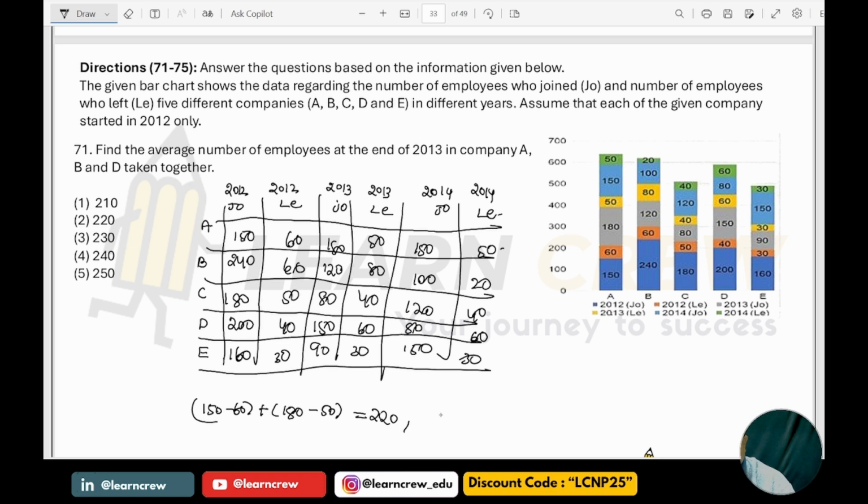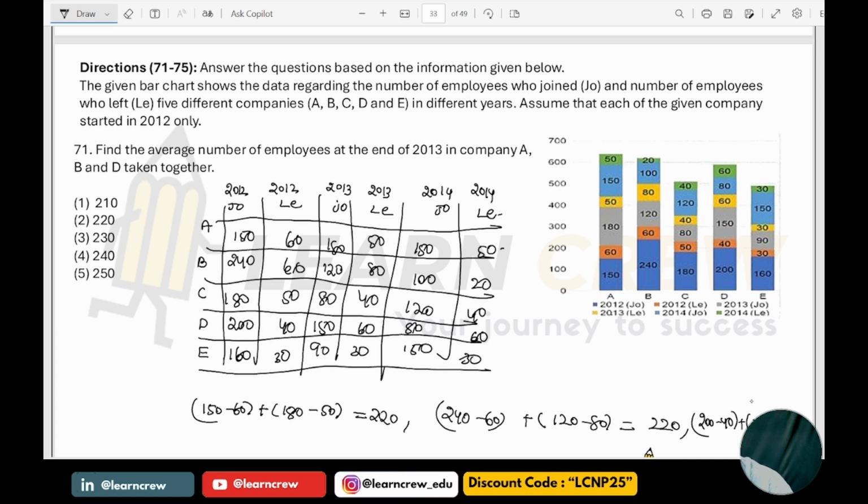For B how much? For B it is 240 minus 60 and 120 minus 80. Which is 180 plus 40, again 220. And what about C? It is 200 minus 40 plus 150 minus 60 at the end of 2013. So it is how much? It is 250.